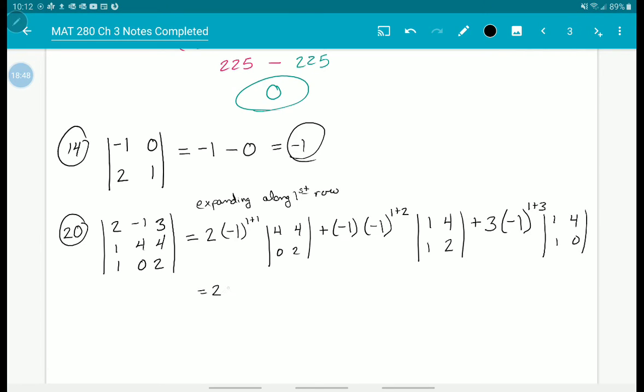So let's simplify. We have -1 to the 1 plus 1. -1 squared is a positive 1. So 2 times +1 is just 2. Here's that. This is a -1 times a -1 cubed, which will be a positive 1. This is 3 times a -1 to the 4th. -1 to the 4th is positive. So this is a positive 3.